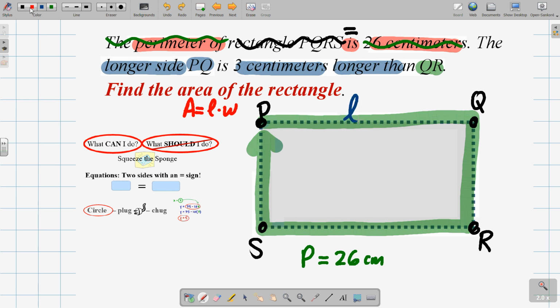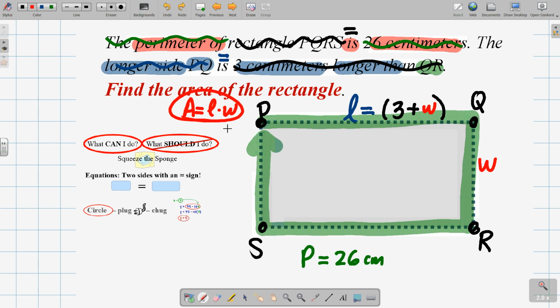We have length and we have width. Length is usually the longer and width is the shorter. Length, the longer side is, that's an equal sign, 3 centimeters longer than QR, which is the width. So the length is 3 centimeters longer than, that's a plus, not a times, longer than QR, which is our width. So length equals 3 plus the width. Find the area. Draw, label, list, cross out.